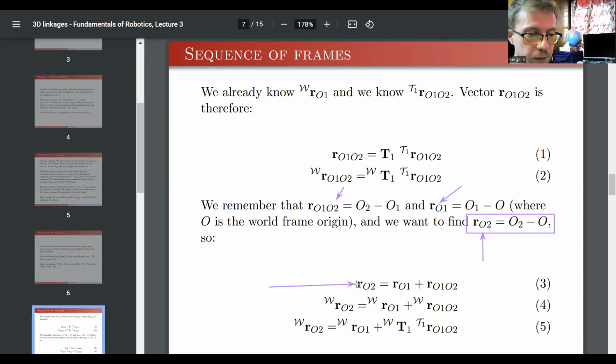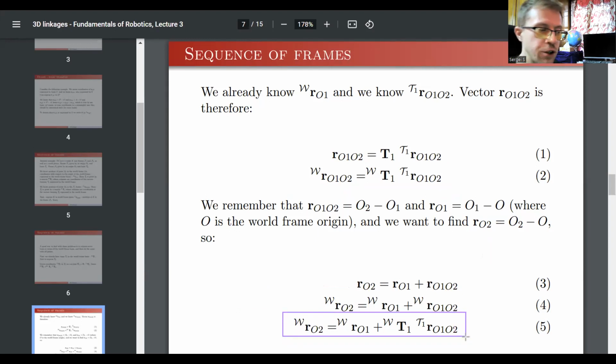That's what we do. We sum them. Here's a coordinate-free representation of the summation. Here is a representation in the world frame. Here is a representation in the world frame, but we replace our expression here with what we found here. Okay, and that is the position of the second joint in the world frame.